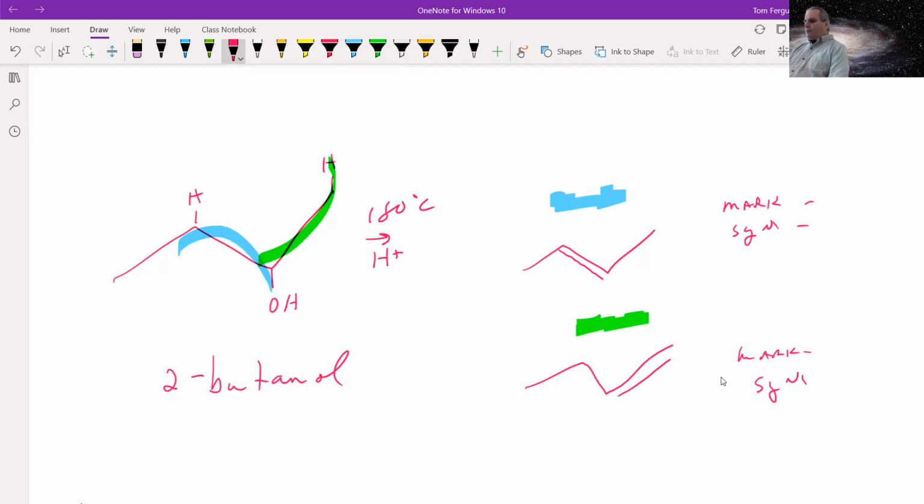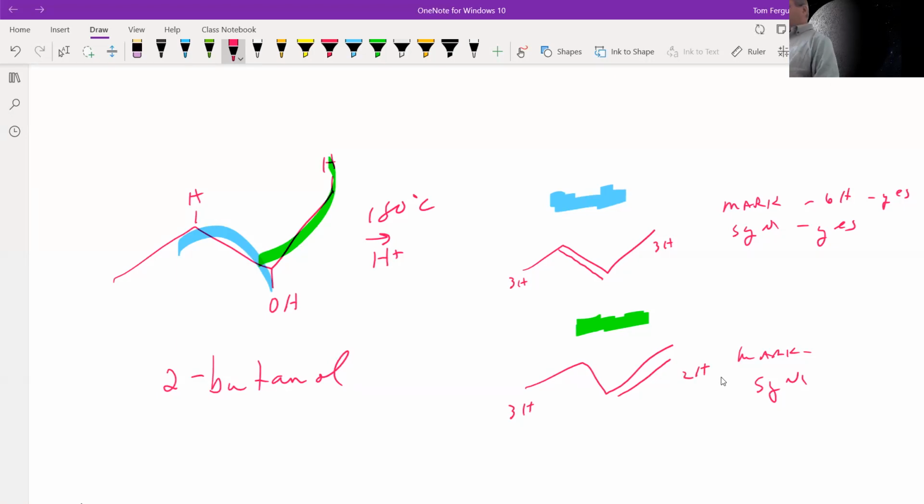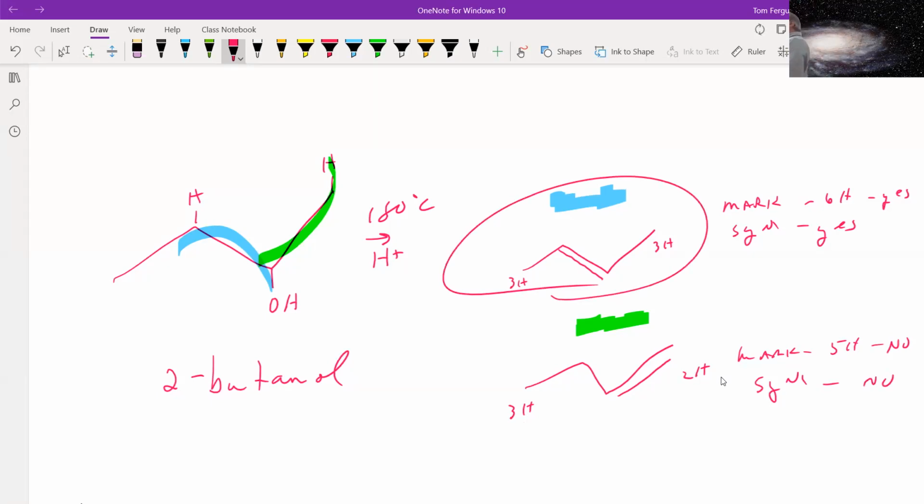Okay, so top one, symmetry, yes. Markovnikov, we have 3 and 3. So that would be yes. Okay. On the bottom one, Markovnikov, we have 3 hydrogens, 2 hydrogens. So that's 5 hydrogens. So compared to the 6, that would be a no. And it's unbalanced, so it's not symmetrical.